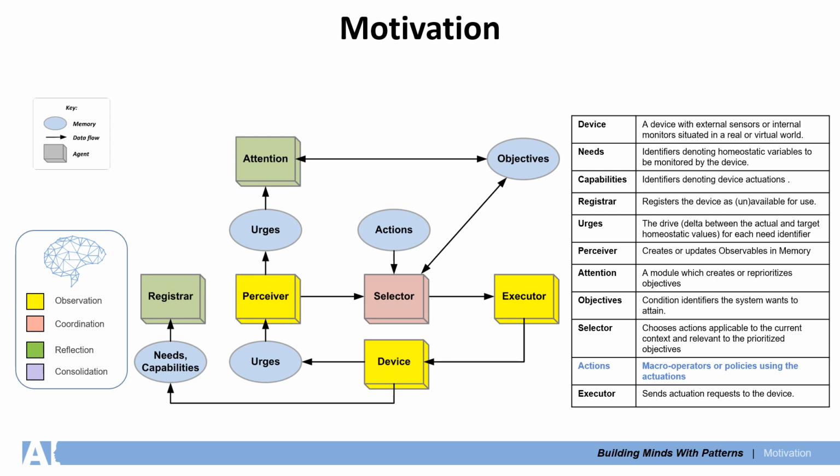Actions are formed from primitive actuations that the device can immediately execute. In addition to the primitive actuation, an action may be a policy, which has a set of preconditions necessary for the actuation to be executed. Or the action may be a macro operator, which contains both preconditions and expected effects, as well as a chain of actuations or sub-macro operators needed for the successful execution of the main macro operator.